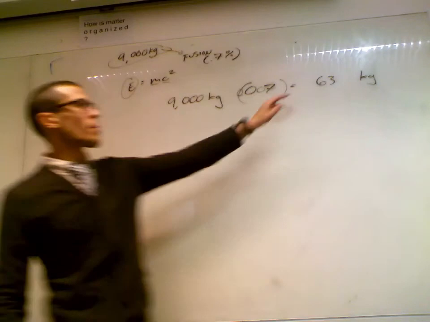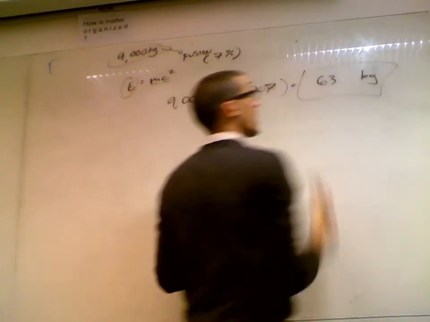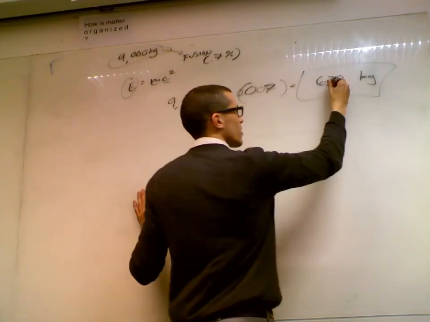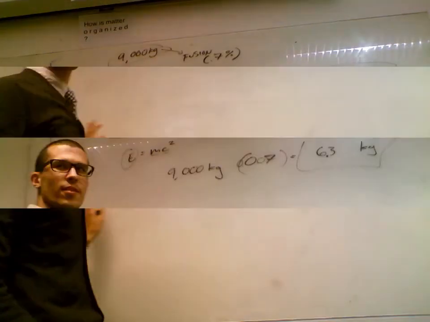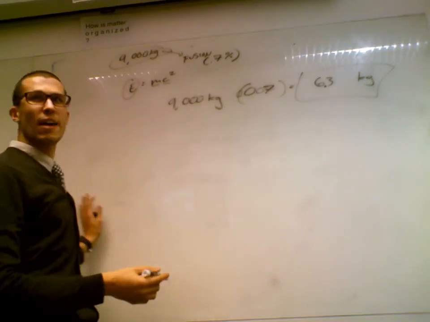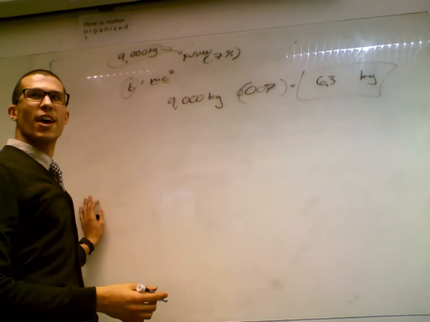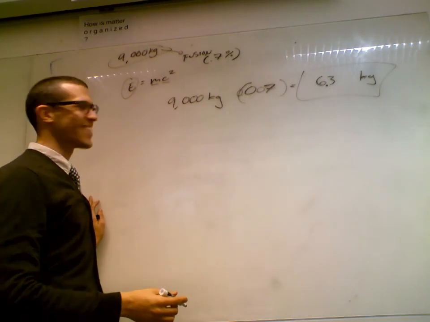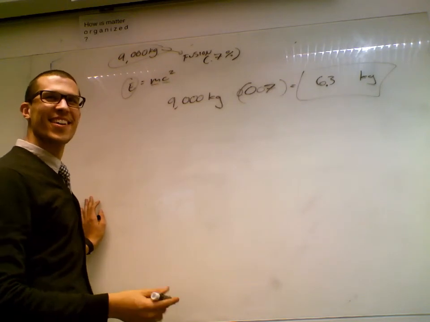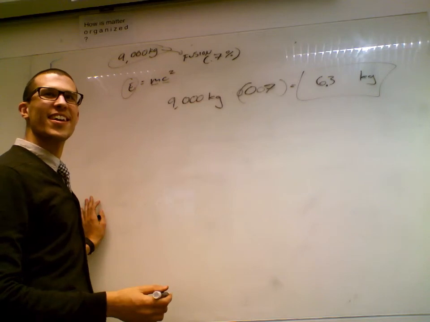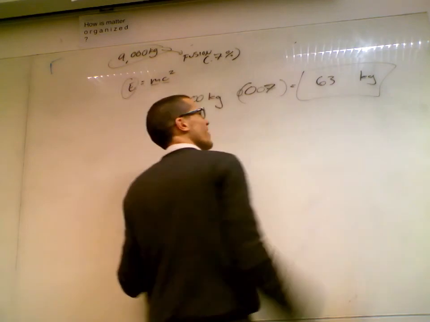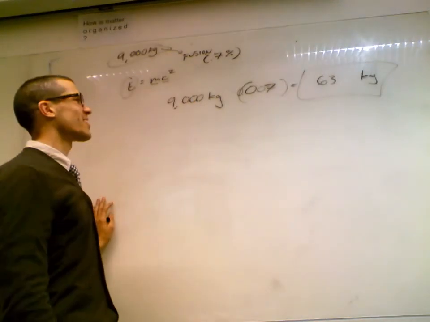Okay, so now this is the amount of mass. Think about what we've got right now. That's the amount of mass that is going to be turned into energy. It's 63. Try it again: 0.007 times 9,000. Wait, you did it wrong. You did 900, it's not 9,000. Oh, Rishi got it. Okay, 63 kilograms.